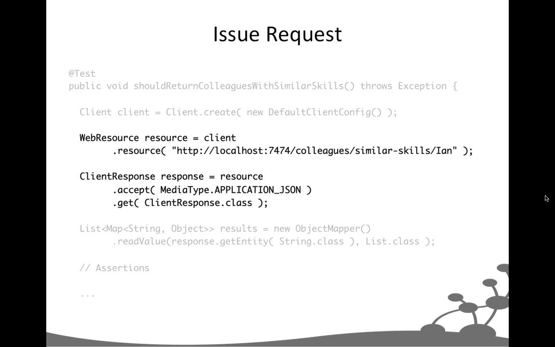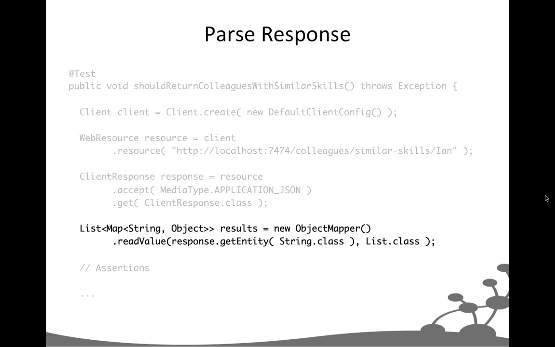So we're issuing a GET request against http://localhost:7474/colleagues/similar-skills/Ian. So you can see the /colleagues bit, that was our mount point. So we've mounted our unmanaged extension at that portion. And then the /similar-skills/Ian, well, all of those annotations are going to come into play to effectively dispatch this particular request to our unmanaged extension. Okay. And then we capture the response, and we can parse out the JSON body that's contained within that response and make some assertions against it.